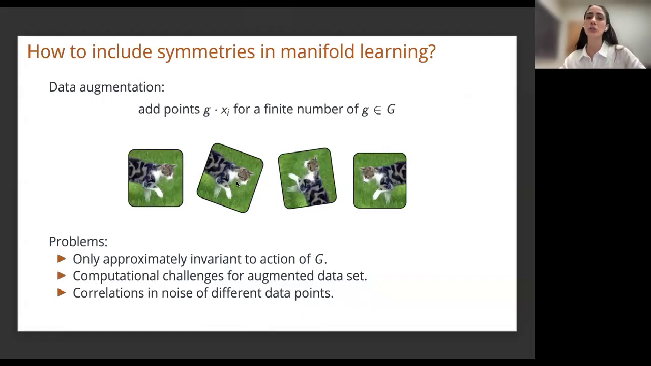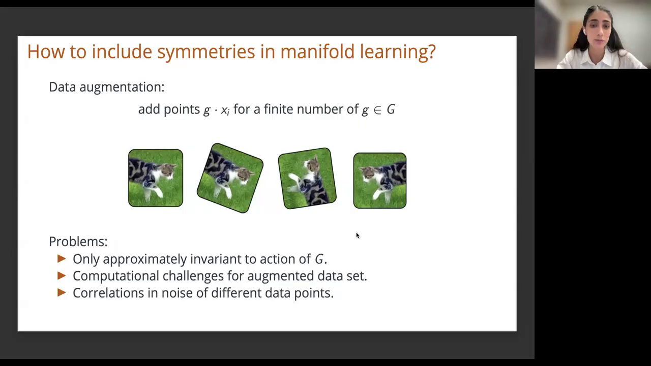Okay, so how are we going to include these symmetries in our different manifold learning methods? The first idea is just to do data augmentation. So that means that we're going to add a finite number of transformed data points. And this is a very natural idea. So if we have here this cat, we can just rotate it by, let's say, 90 degrees, and then our model should learn to identify this as the image of a cat.